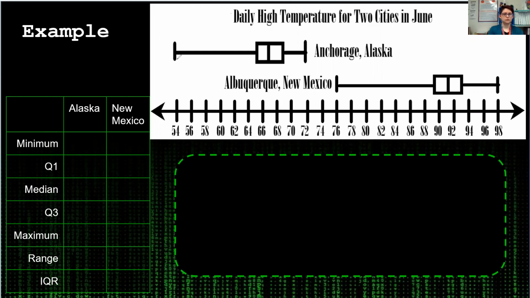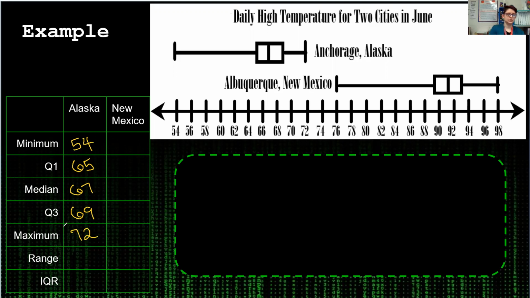Anchorage, Alaska. So the minimum temperature was 54. Q1 looks to be between 64 and 66, so we'll say about 65. The median, again, is between two numbers. It's between 66 and 68, so let's say 67. Q3 looks to be about 69, and maximum 72.